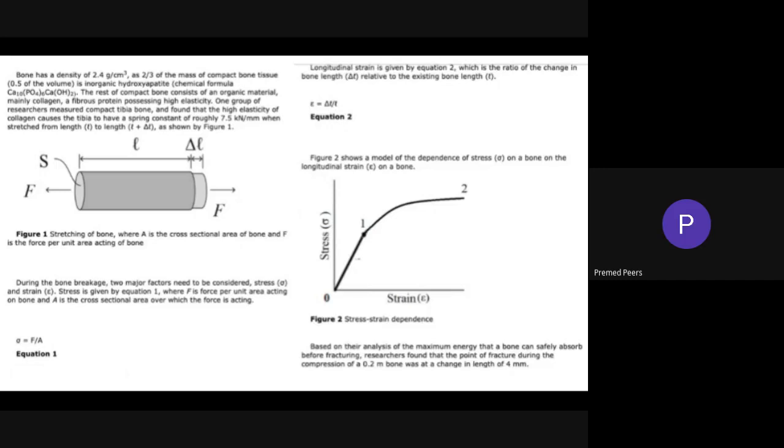Based on their analysis of the maximum energy that a bone can safely absorb before fracturing, researchers found that the point of fracture during the compression of a 0.2 meter bone was at a change in length of 4 millimeters. Does anyone have any questions on the passage before we move on to the questions?